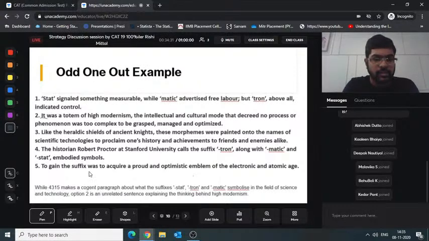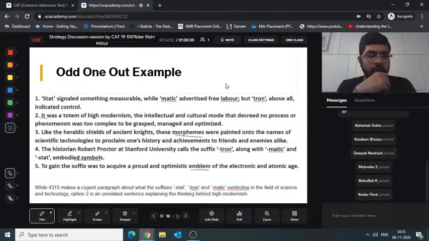Embodied symbols. So this sentence ends with embodied symbols. Where else do I see symbol? I see emblem over here. And I see that there is something mentioned like the heraldic shields of knights, these morphemes, history of this alike. So either sentence 5 or 3 will come after sentence 4.